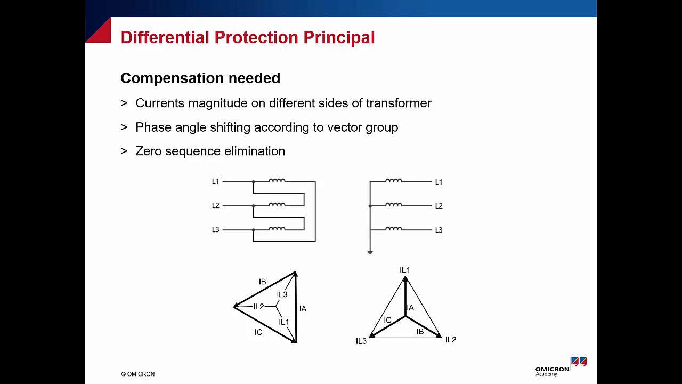And it is easy, no vector group at all. But in some cases we have a line protected with a line differential, including a transformer in the zone. But here I was talking about a pure line differential without any transformer in the zone.